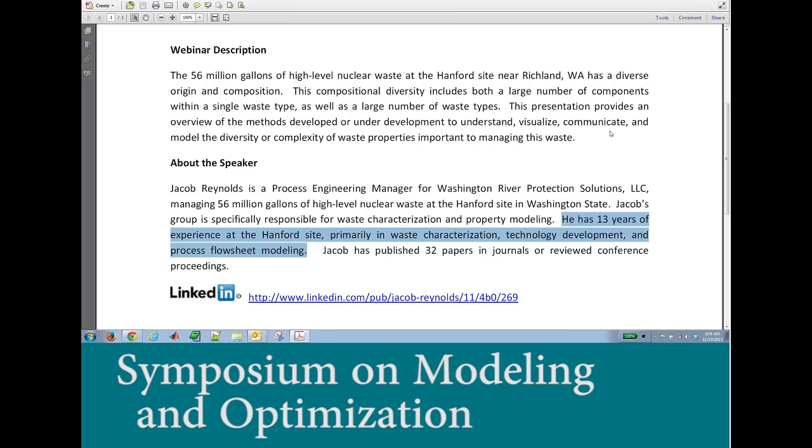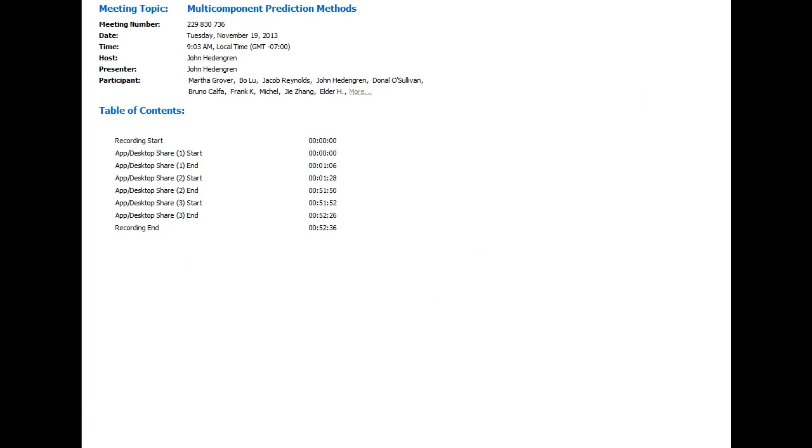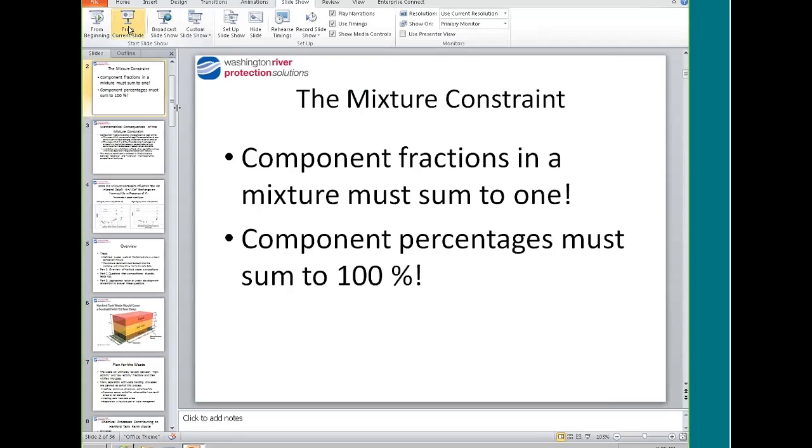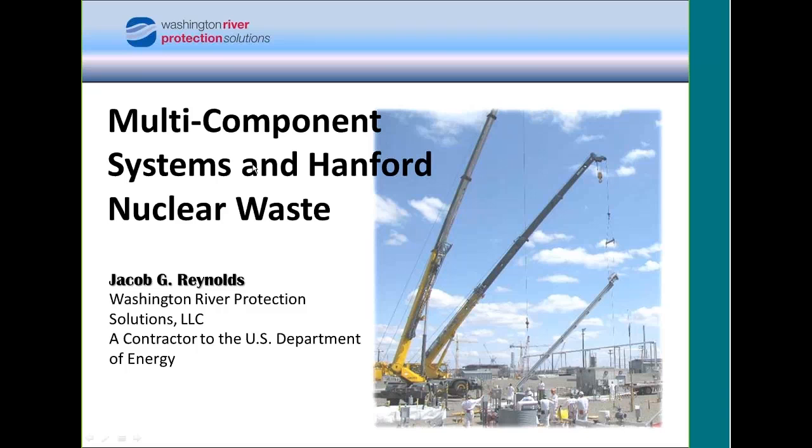Let me go ahead and shift the screen ownership over to Jake and let him go ahead with that. So, all right. Jake, go ahead and share your desktop, and then we'll be able to see your screen. All right. Share my, there we go. All right, are you viewing my presentation now? Yeah, that looks great.